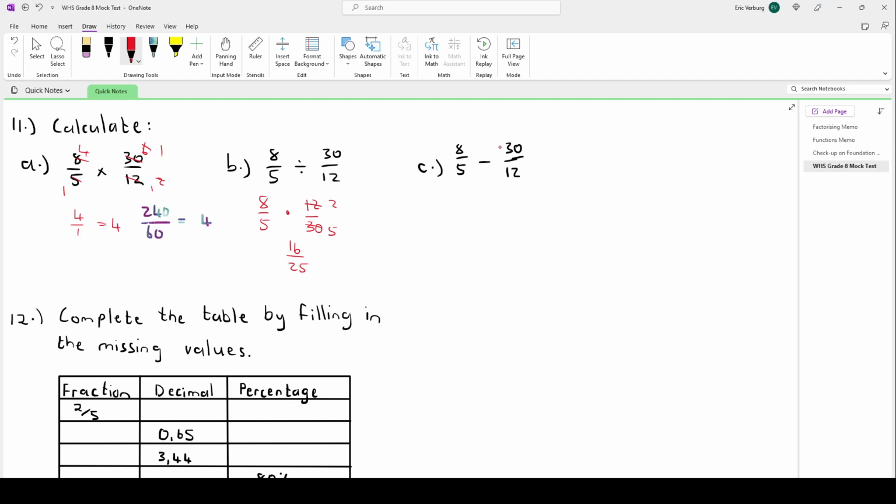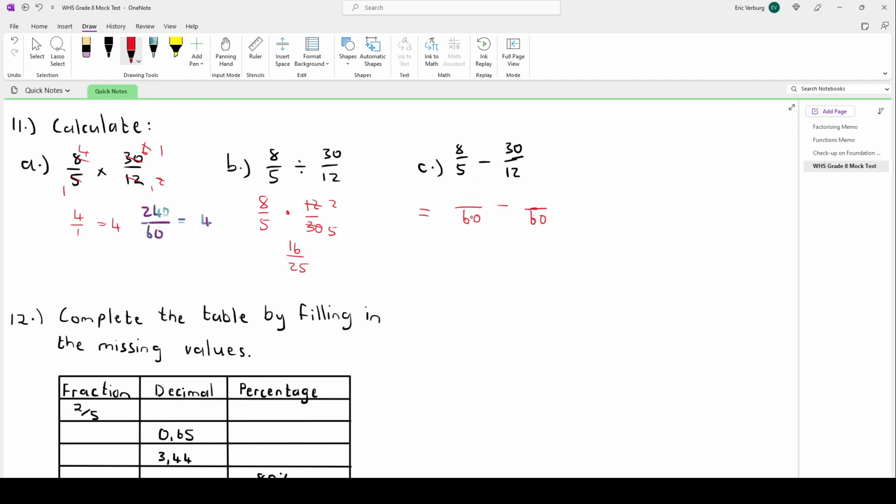Subtraction and addition are more difficult, usually, or at least it takes longer in fractions than multiplication and division, because we first need to get a common denominator. So the lowest common multiple of 5 and 12 is 60. So we can put both of these over 60 and make them into equivalent fractions like that. And it's a minus in the middle.